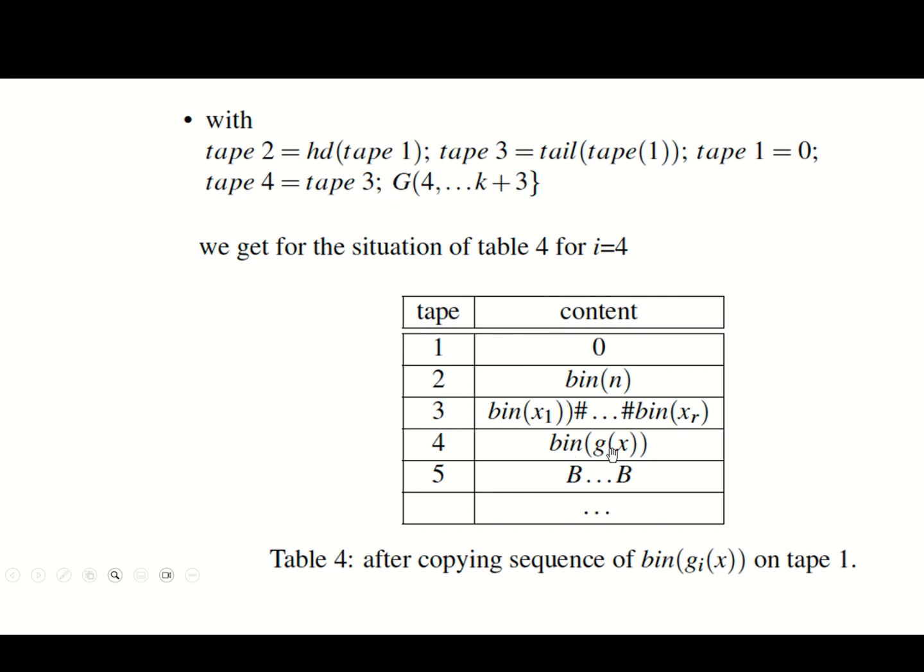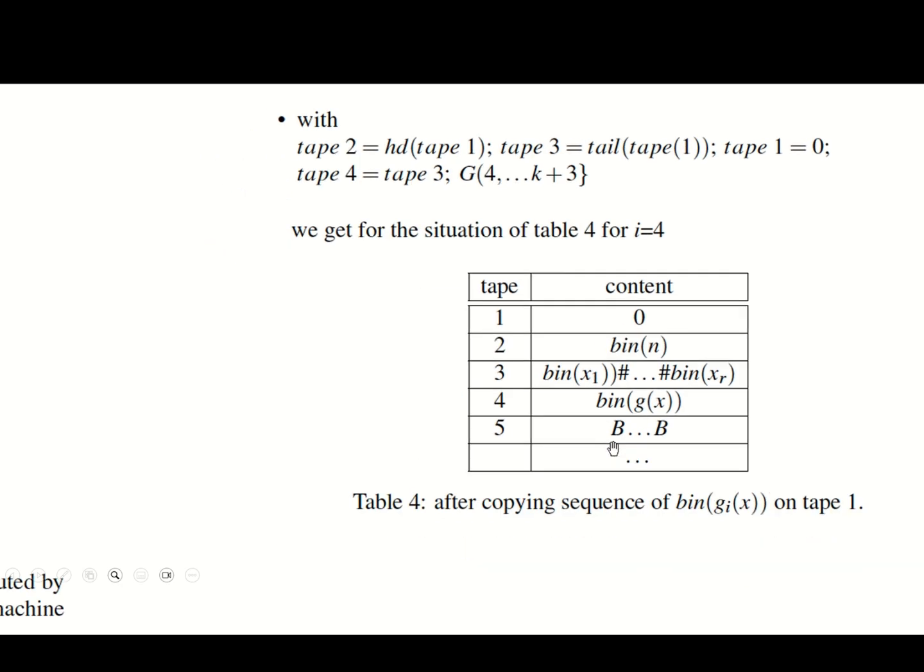So G is my base case. G, this 4 up to k plus 3, means do not use the things I wrote over, only use tapes below you, starting from tape 4. That's where the 3 comes from, because these 3 tapes are already occupied. So G, you're only allowed to use tape 4 and the tapes below. In the end, I will have 0 here, n here, x1 to xr here, and gx here. We all agree, right? So what next?